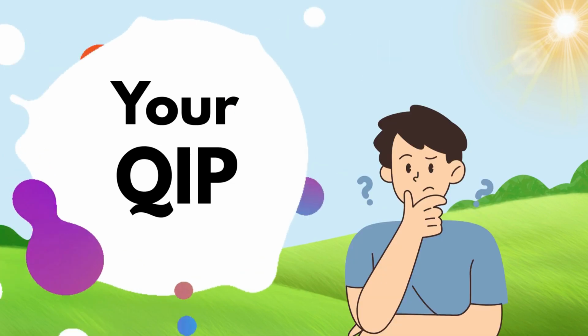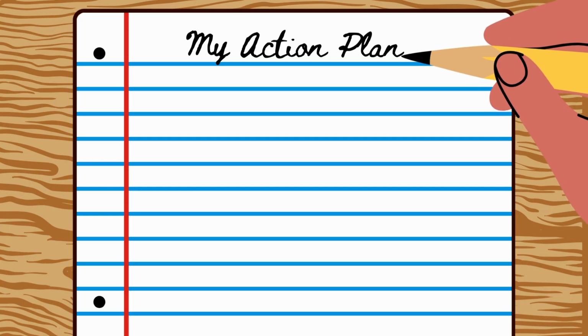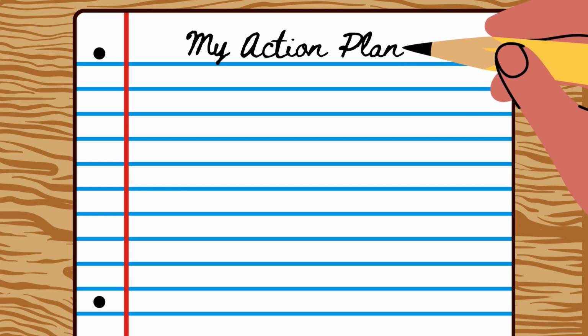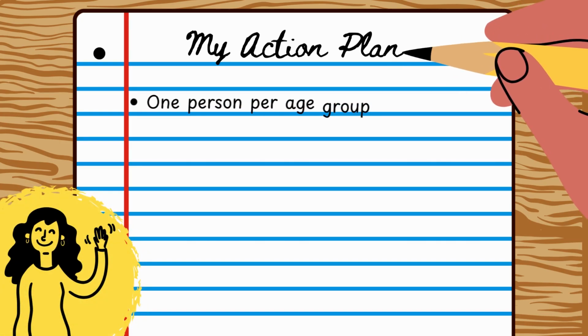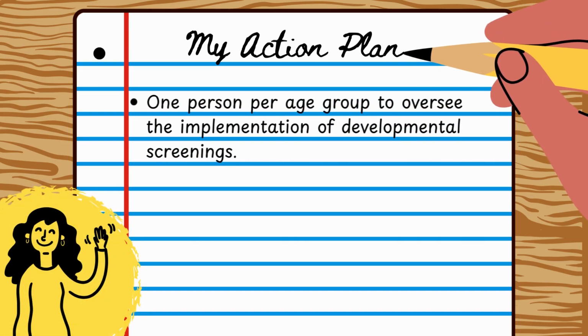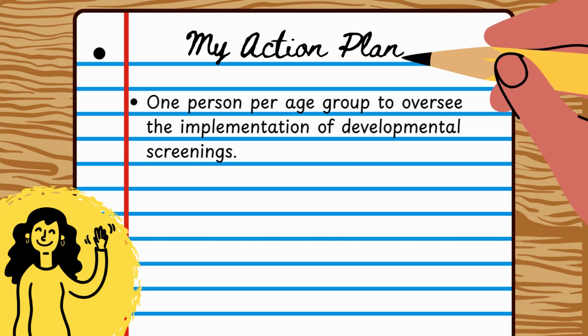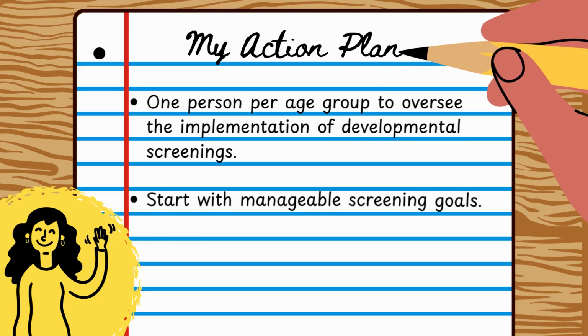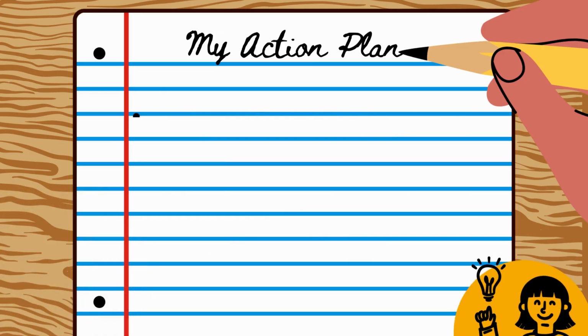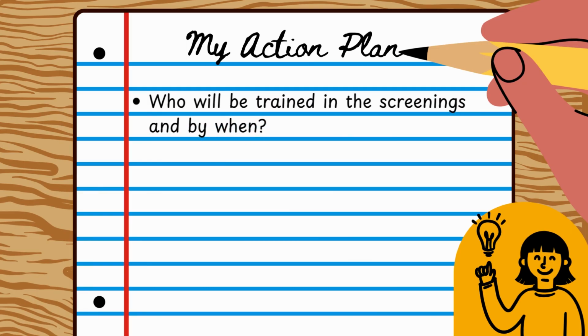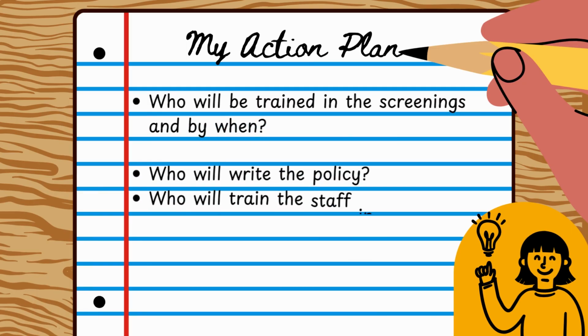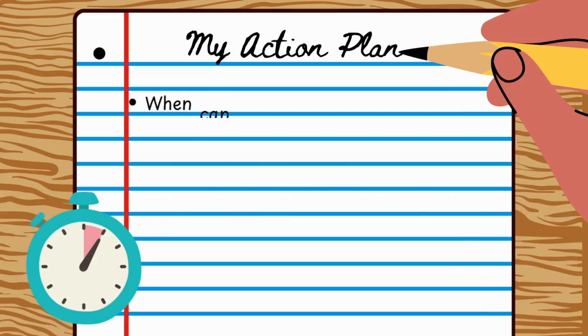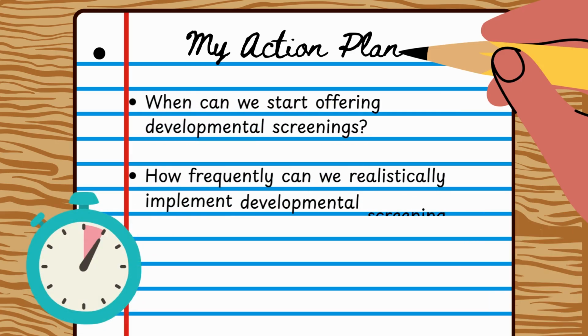Now, your QIP. When determining how to tackle the standard, consider assigning one person per age group to oversee the implementation of developmental screening. Start with a manageable screening goal. Then, as you master the process, add on additional age groups or screening cycles. You will want to note who will be trained in this and by when. Who will be in charge of writing the policy and training the staff in this implementation? By when do you believe you can start offering developmental screenings?